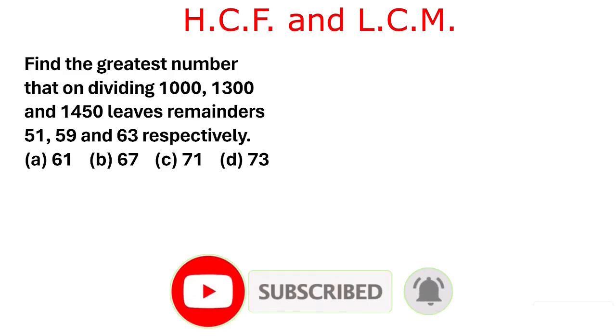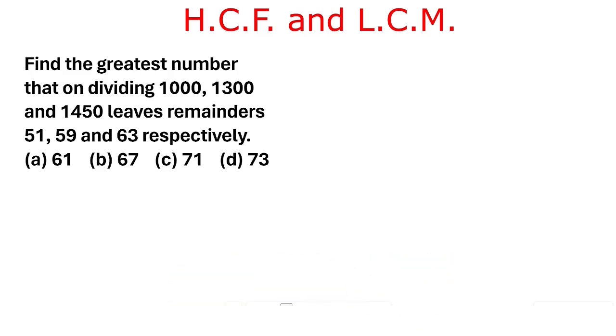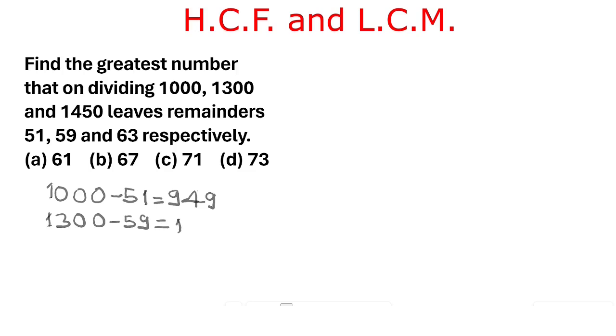We subtract the remainder from the given numbers. 1000 minus 51 is 949. 1300 minus 59 equal to 1241. 1450 minus 63 equal to 1387. Now we have to find the H.C.F of 949, 1241 and 1387.